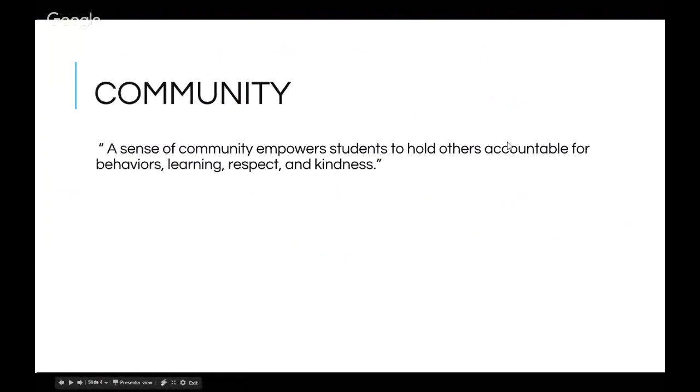Community is the next component, and a quote from the text was, "A sense of community empowers students to hold others accountable for behaviors, learning, respect, and kindness." And this really boils down to you getting to know your students and your students getting to know each other, and then establishing this community where everybody feels comfortable doing the work of learning and working with each other and communicating their needs. So, community is key if you want to successfully implement Daily 5 and the CAFE assessment system.